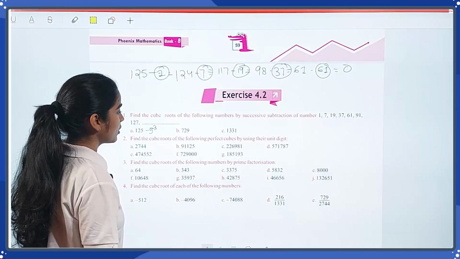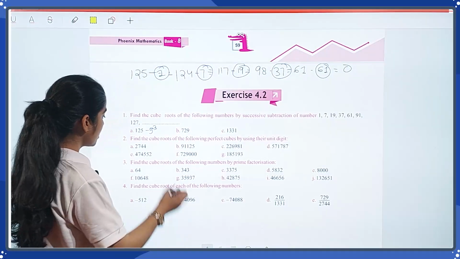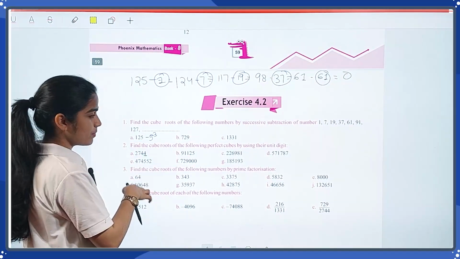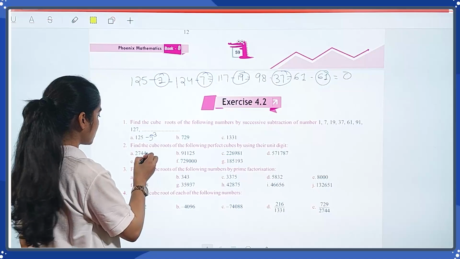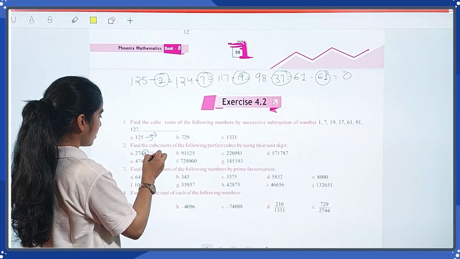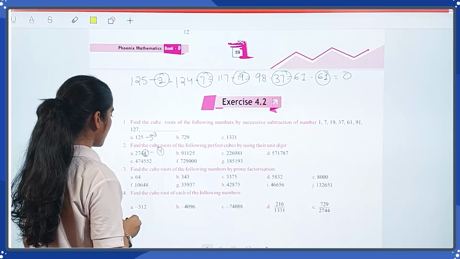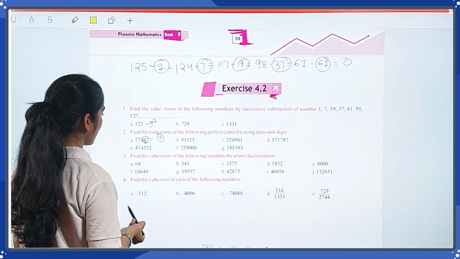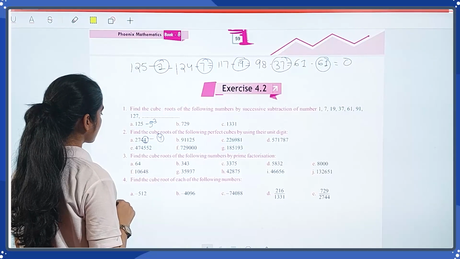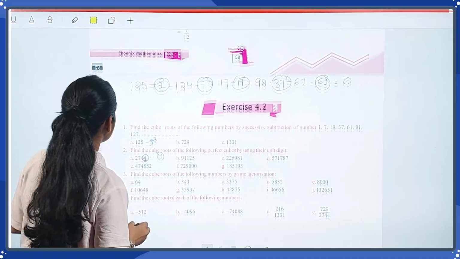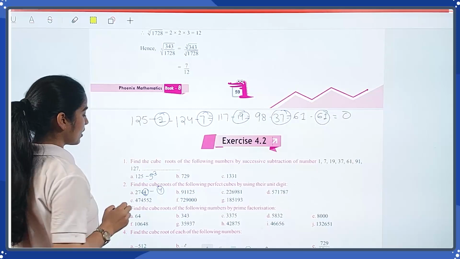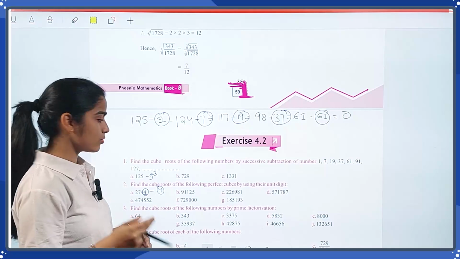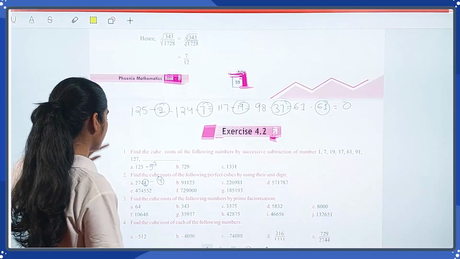Find the cube roots of the following perfect cubes by using their unit digit. So this is the unit digit of 4. 4 multiplied by 4 multiplied by 4 is 64. So this is your 4. Now what you have to do is see the number, now you have the number 27. So 34 should be the number. Check out the numbers, because 27, you have to cancel out the numbers. So it lies between 30 and 40.